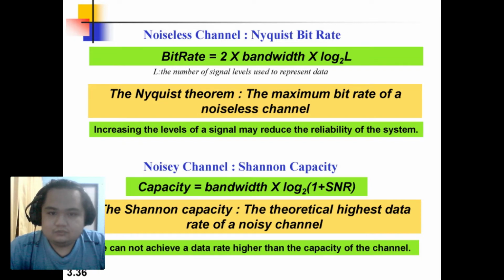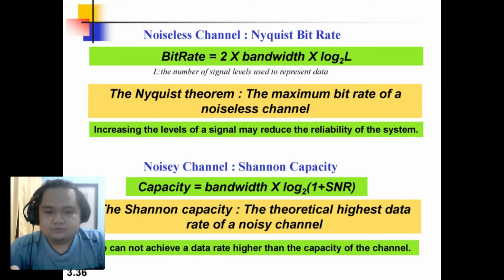Noiseless channel, Nyquist bit rate. Bit rate equals 2 times bandwidth times log base 2 of L. This is the Nyquist theorem, the maximum bit rate of a noiseless channel. It means that increasing the level of the signal reduces the reliability of the system.